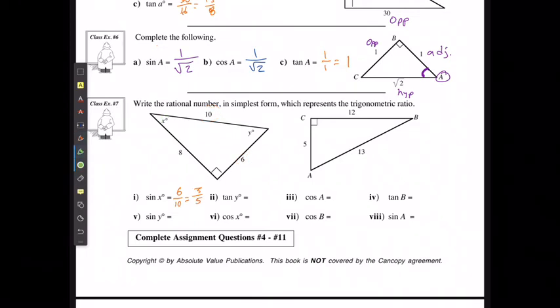For the second one, it's asking for tan of y. So now I need to switch which side I'm looking at. And for tan of y, I need my opposite, which is over here, divided by my adjacent over here.